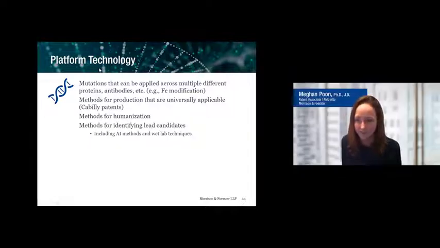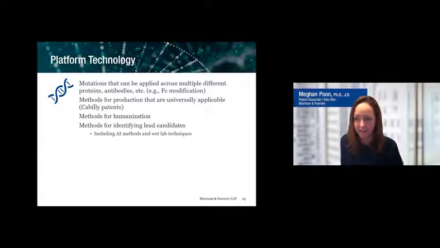Okay, so one piece of protection that we haven't talked about, which is really interesting to think about, is what I call platform technology. And platform technology has the potential to be extremely valuable in terms of enforcement against other innovators. And the types of things that I consider platform technology would be like mutations that can be applied across multiple different proteins and antibodies. So for example, like an Fc modification that affects Fc effector function. Methods for production that are universally applicable.